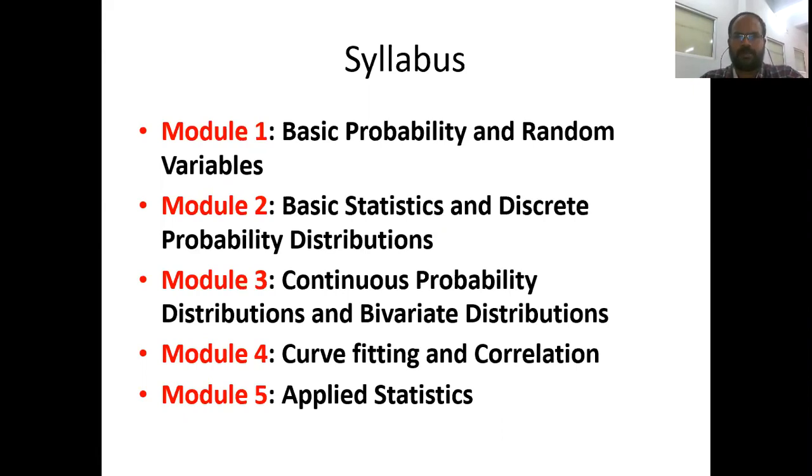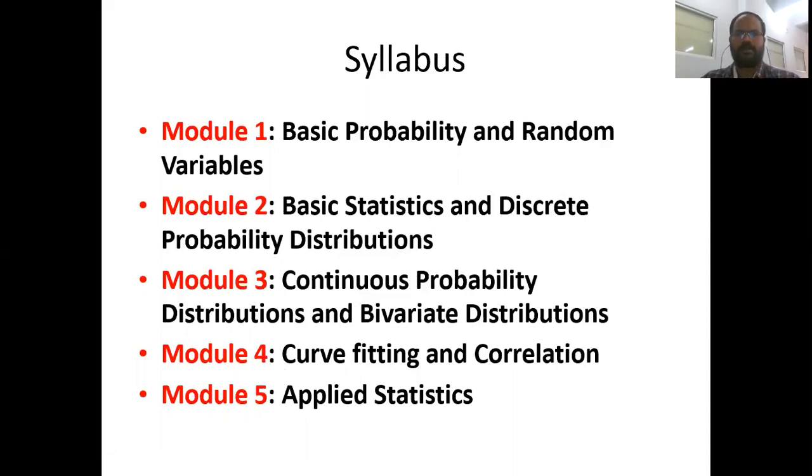And the second topic is random variables. I'll go for module two, the basic statistics and discrete probability distribution. So what is a random variable, and we'll discuss what is the discrete probability distributions of this thing. Module 3 is the continuous probability distributions and bivariate distributions. And the fourth topic is curve fitting and correlation, and another topic, regression, is also there. Next, we'll go for the fifth topic, applied statistics.